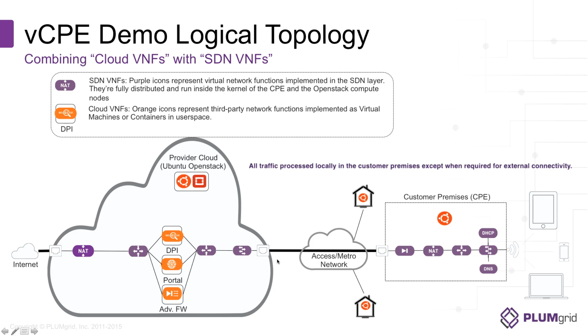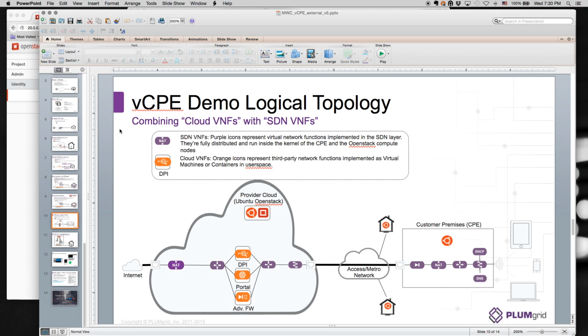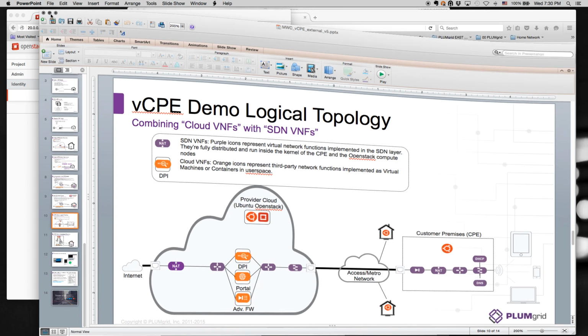Only when the devices connected to the home devices need to reach the internet, the traffic will flow across the CPE device, through the metro network, and into the OpenStack NFV cloud, where it will be processed before being sent out to the internet. Let's now take a look at our demo setup.